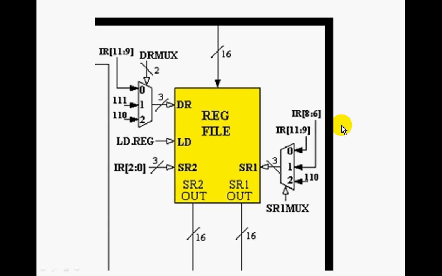The inputs marked 110 and 111 refer to the binary encoding of 6 and 7, alluding to register R6 and R7 respectively. Having specific inputs for R6 and R7 allows the LC3 to use these registers outside of program instruction. The signal marked ld.reg enables the 16-bit incoming data to be written to the memory of the destination register. There are two outputs, SR1 out and SR2 out, which carry the 16-bit values stored in source registers 1 and 2.